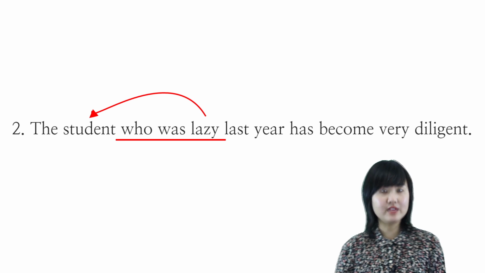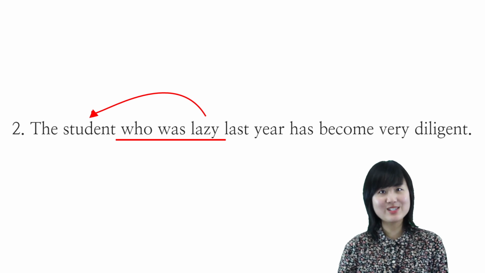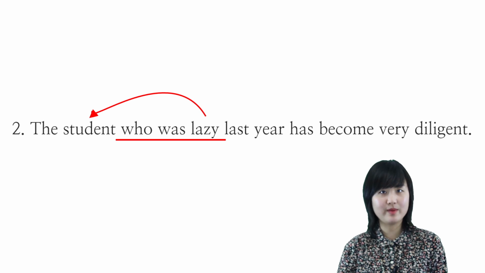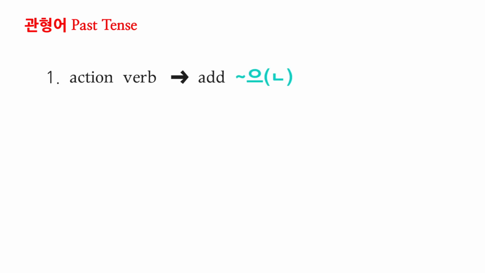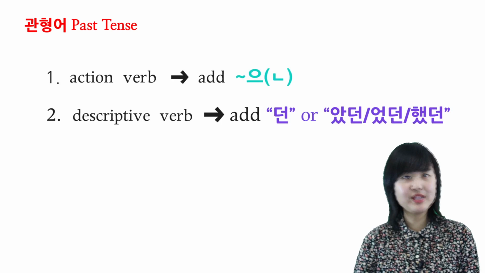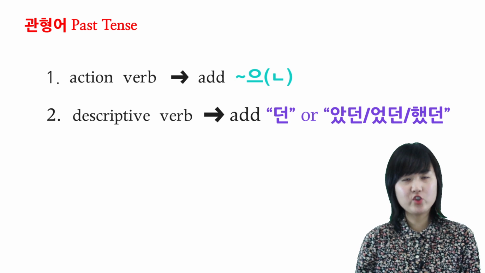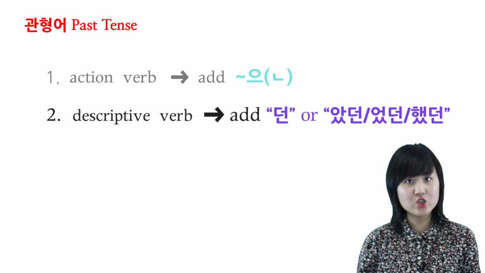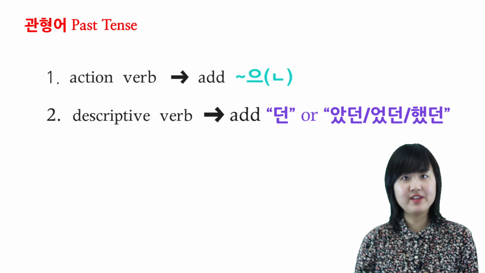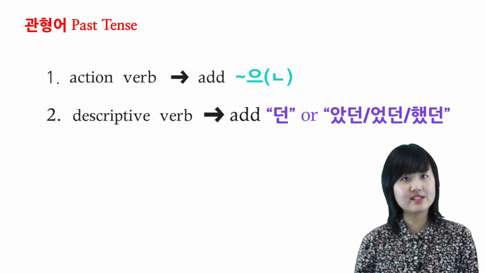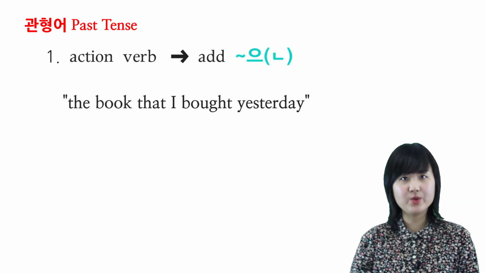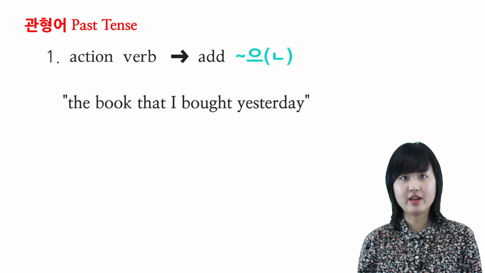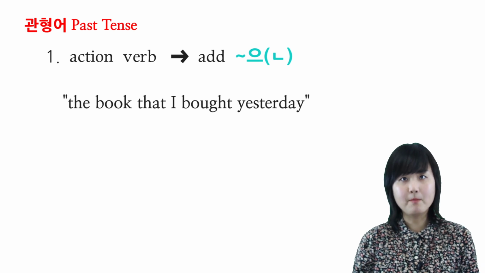Just like the present tense 관형어, the past tense 관형어 depends on the nature of the verb, action verb and descriptive verb. Let's take a look at the rules first. As you see in the rules, if the verb that should be changed to modify a noun is an action verb, we have to see if there is a final consonant in the last letter of the verb stem. For example, the phrase that we used, the book that I bought yesterday, we have to use the word bought.